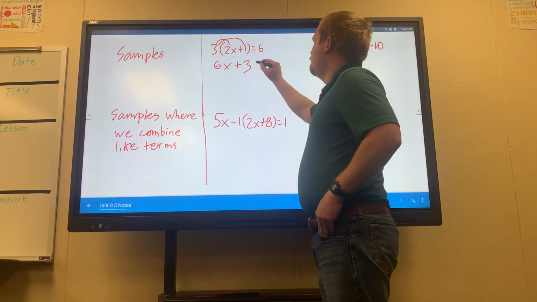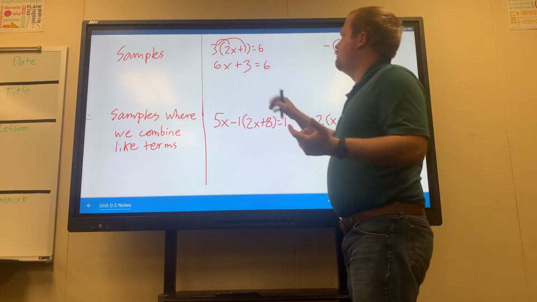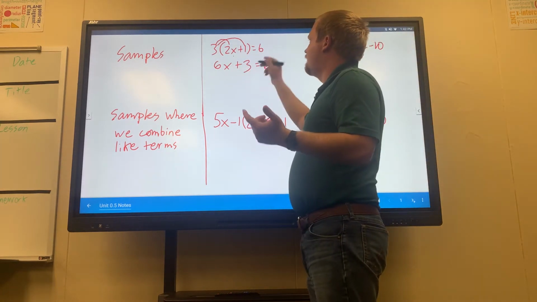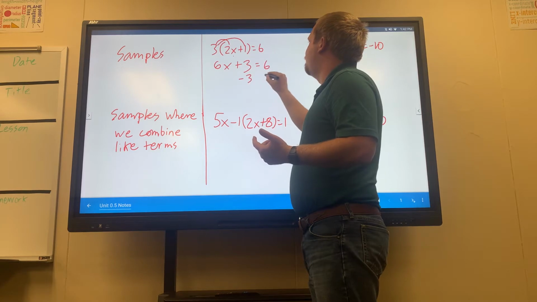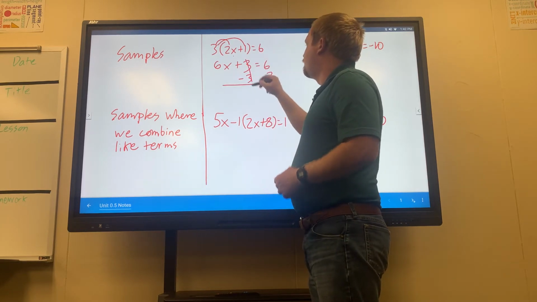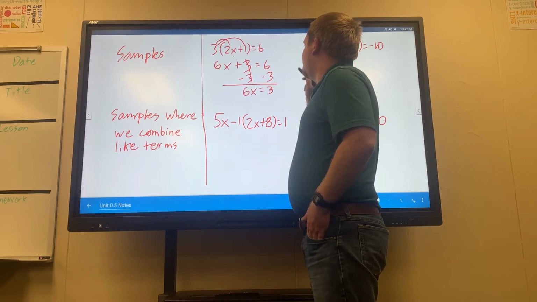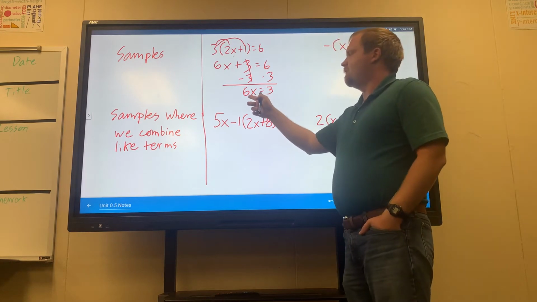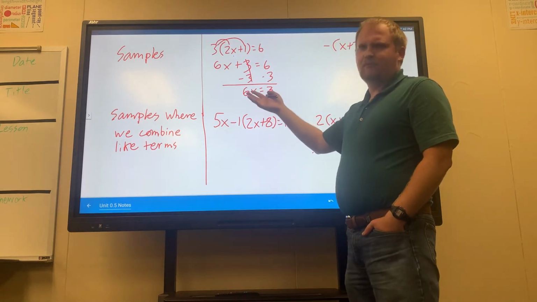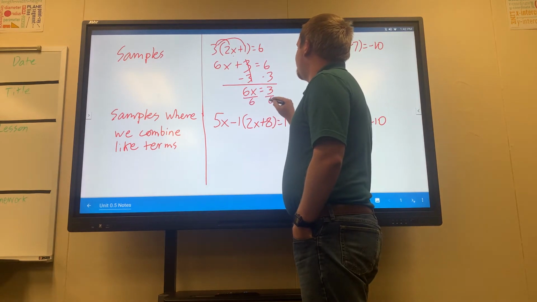But after I distribute, now I just go ahead and solve it. So 6x plus 3, I gotta subtract the 3 from both sides. So the 3 cancels out. I get 6x equals 3. Now what do I gotta do with the 6? I gotta divide because it's multiplying. So divide by 6 on both sides.